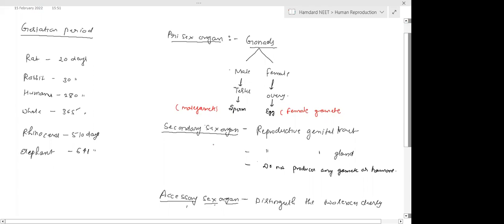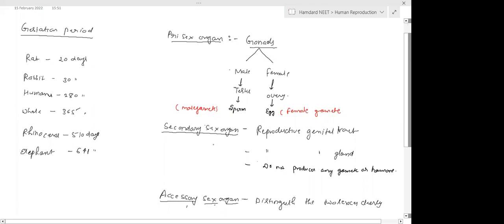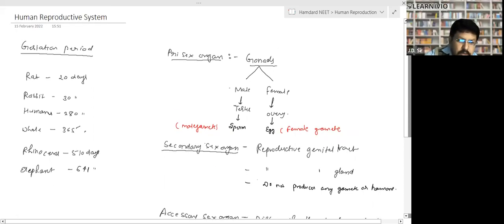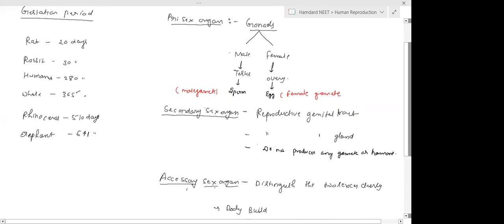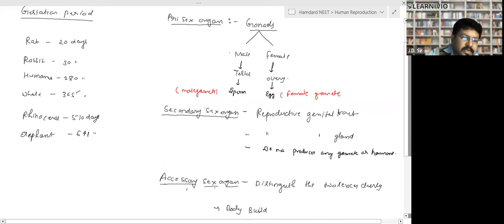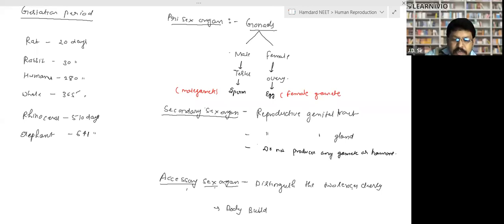So what is written there? Sorry, what is it? Accessory sex organ, do you want to know that? No, I can't read it. Secondary sex organ. Look. No. Accessory. Actually, this is not. No, the other one. The sentence. Distinguish the two sexes clearly, male and female.